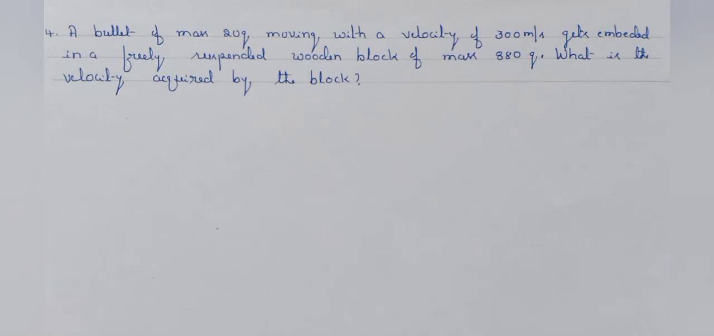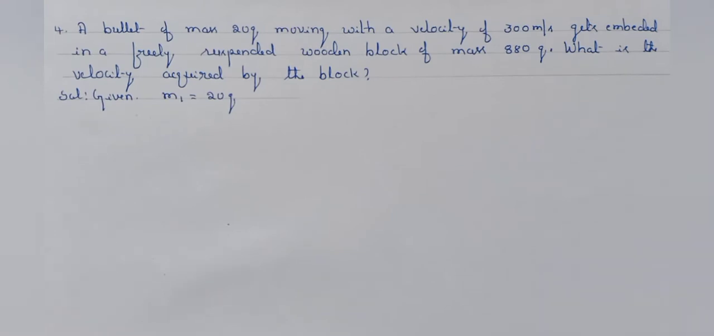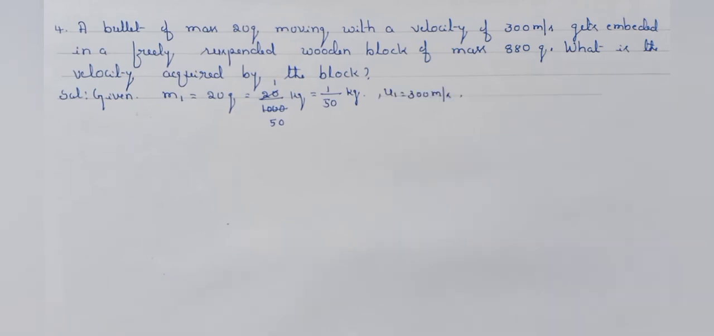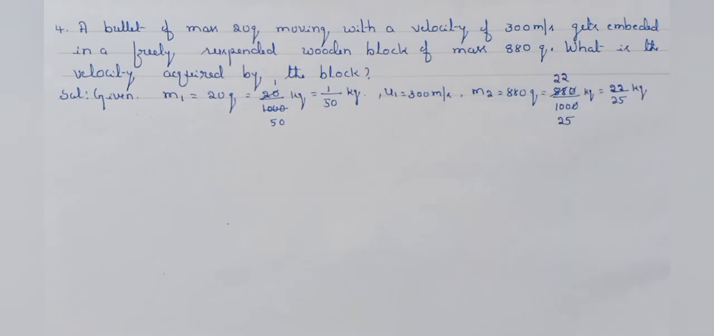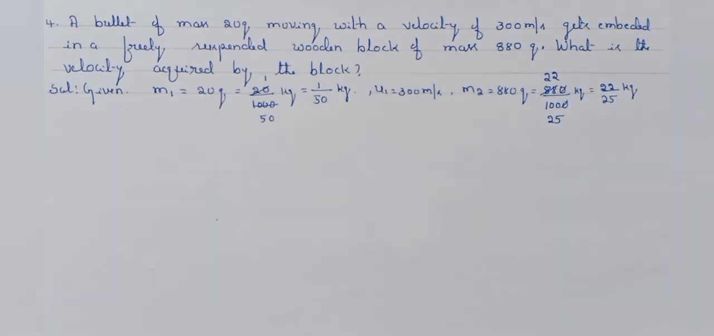The mass of the bullet is 20 gram. Convert gram into kg. To convert gram into kg, divide 20 by 1000. So, 20 gram is equal to 1 by 50 kg. And the initial velocity of the bullet is 300 meter per second. And the mass of the wooden block m2 is 880 gram. Convert the gram into kg. 880 gram is equal to 22 by 25 kg.